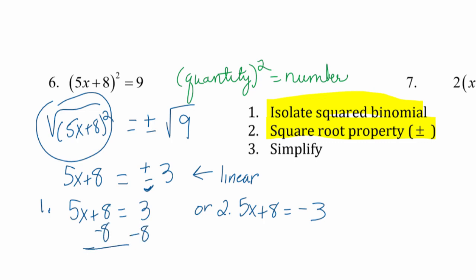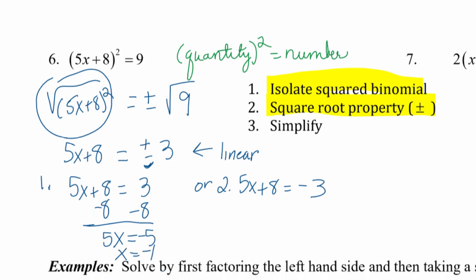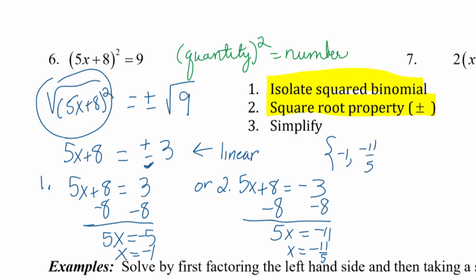We'll subtract 8. Here we get 5x equals negative 5, divide by 5, so x equals negative 1. Over here again, we'll subtract 8. Here we get 5x equals negative 11, so x equals negative 11 over 5. So those are our two answers. And again, we can check them using our calculator back in the original problem.